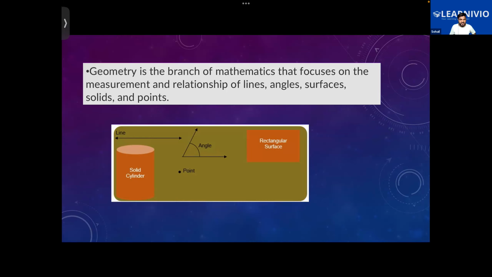So we'll be measuring the line. We study the measurement of the line, measurement of angles, surfaces, surface area, solids, different types of solids. We study about 2D solids, 3D solids. We study what is a point, what is a line segment, what is the volume. So all those things are studied in geometry. Historically, so many scientists have contributed in the field of geometry.